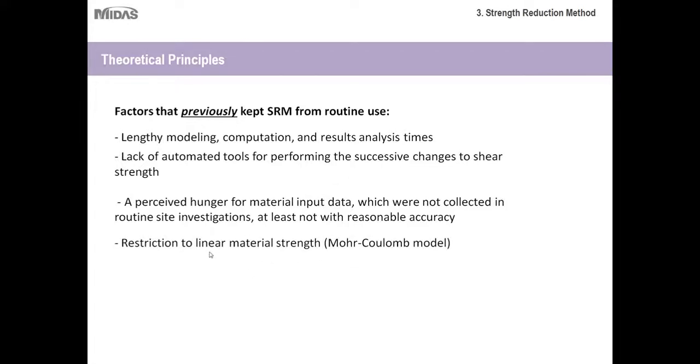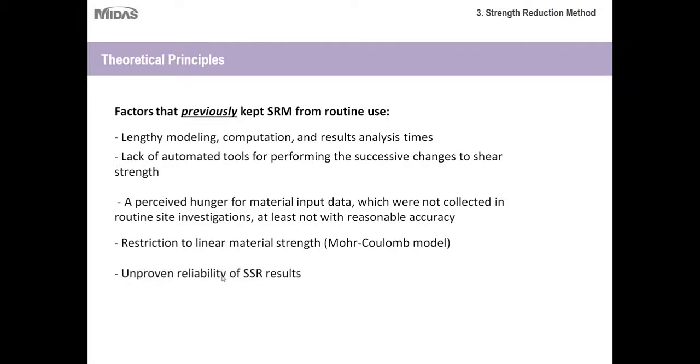Also, there was a restriction to linear material strength, or the Mohr-Coulomb material model. Another reason engineers were hesitant to use this method was because they had to rely on the Mohr-Coulomb model to do it. Naturally, if you're not experienced with the Mohr-Coulomb model, or if you haven't been introduced to it yet, you're hesitant to try it out. But now the Mohr-Coulomb model is being more and more prevalently used. A lot more engineers are starting to understand how to use it. It's something that's taught very commonly in universities now. So once again, if you just understand the basics of the Mohr-Coulomb material model, you'll definitely be able to use the strength reduction method.